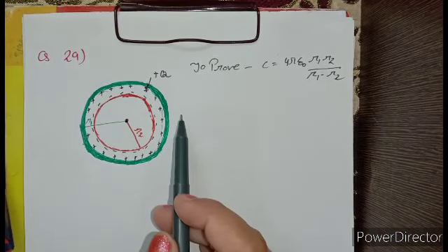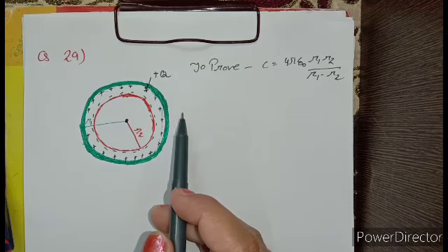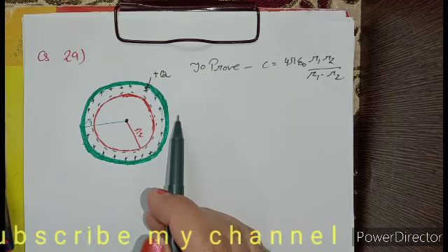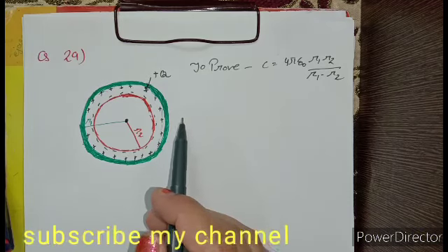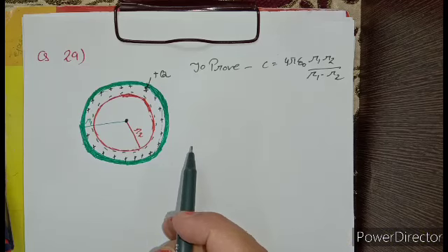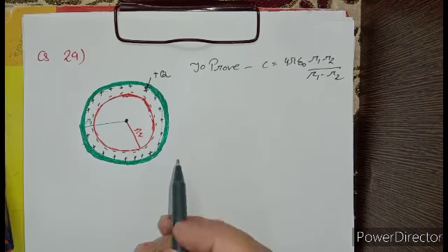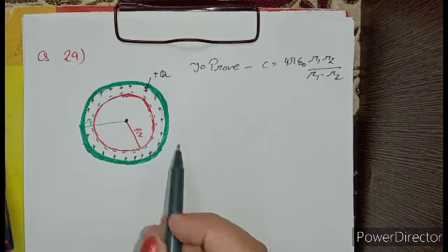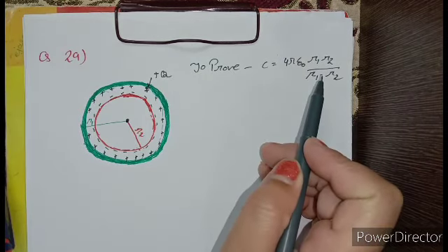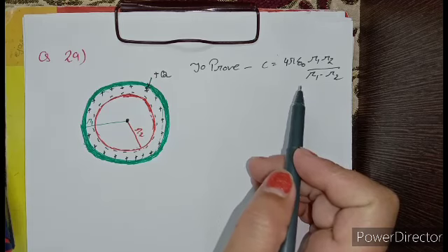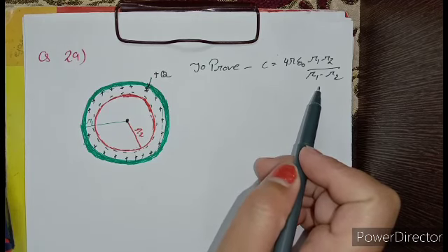Okay, in question number 29, a spherical capacitor consists of two concentric spherical conductors held in position by insulating supports. Show that the capacitance of a spherical capacitor is given by C equal to 4 pi epsilon naught R1 R2 divided by R1 minus R2.